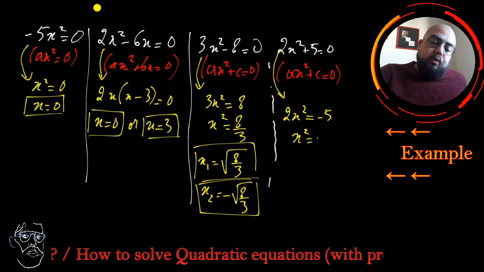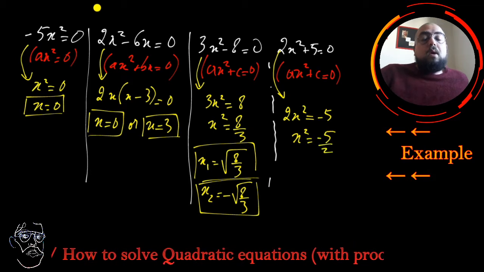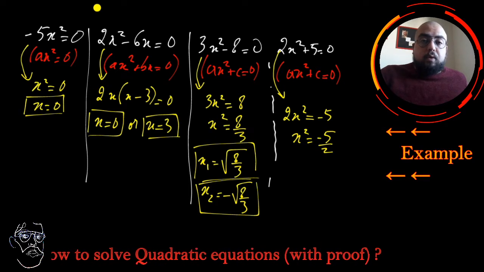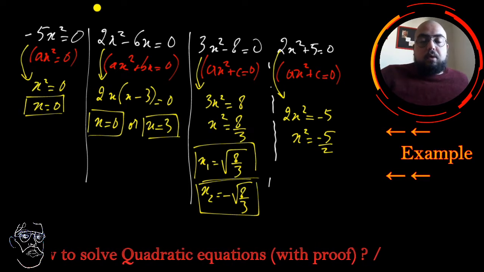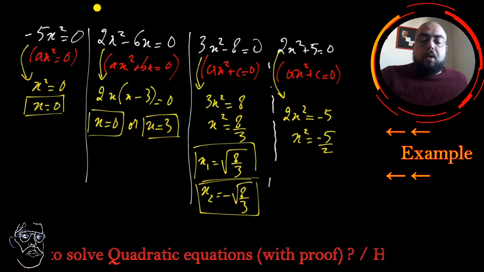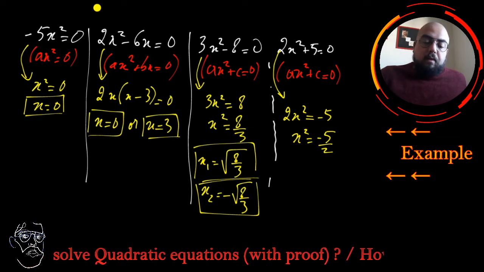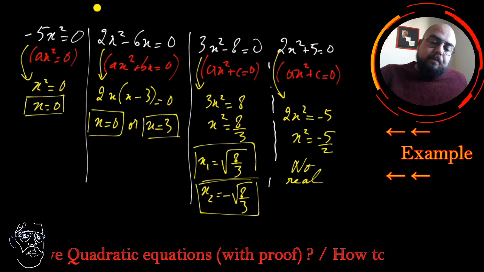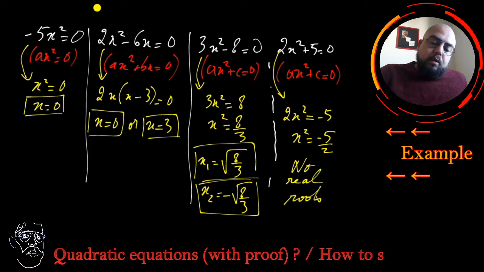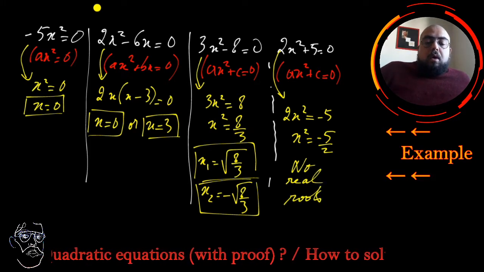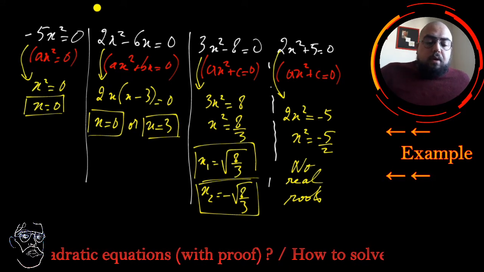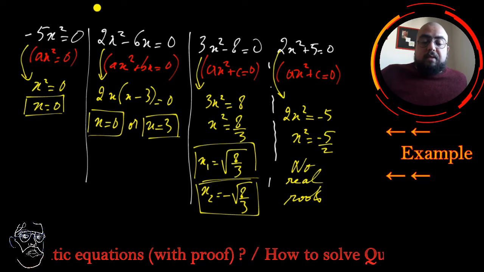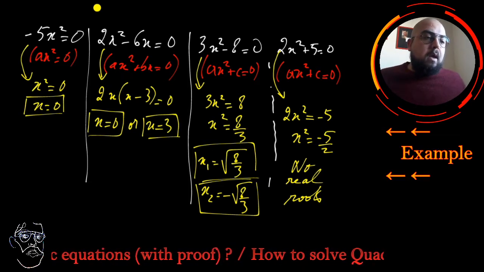X squared is equal to minus 5 over 2. I simply say no real roots because x squared, which is a positive or null value, cannot be negative. So no real roots in this case. So we took an example of each incomplete form, and we discussed the roots, the existence of roots.